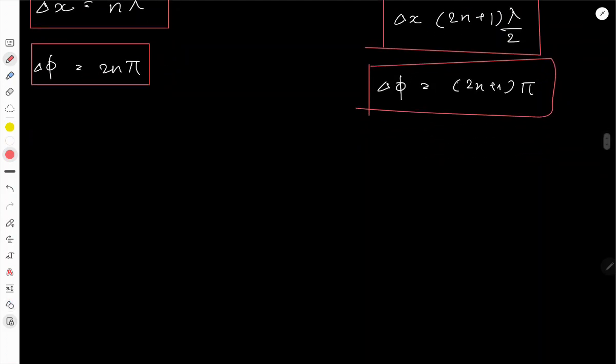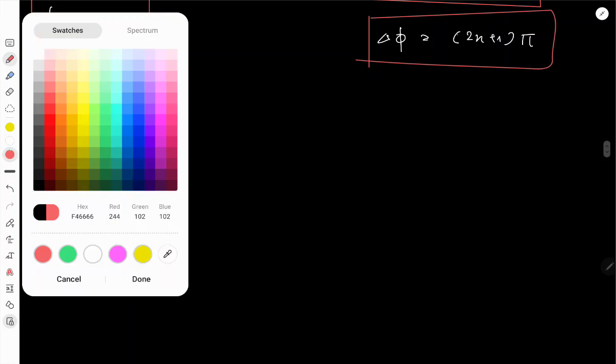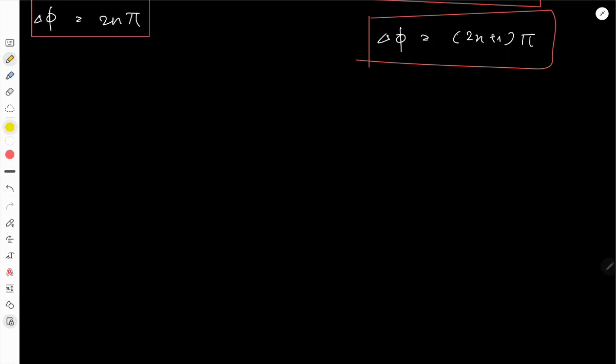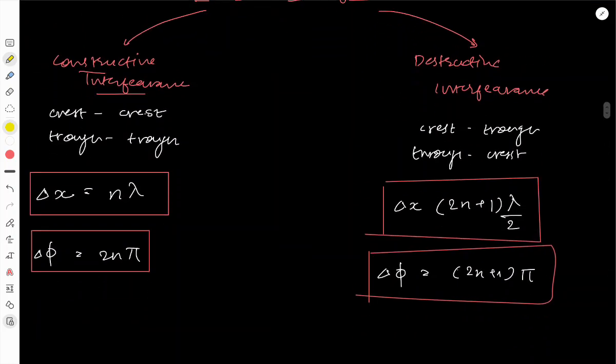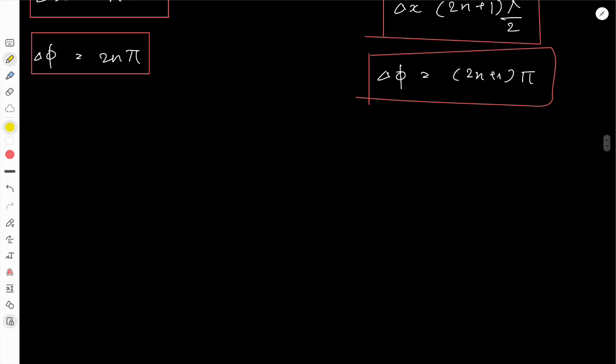Okay, so now let us move further. Now that we have gone through the types of interference, let us understand the basic question that we all have right now: is light a wave or a particle? Wave or particle?